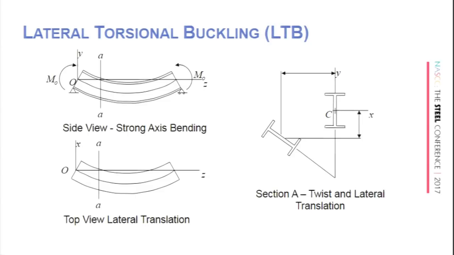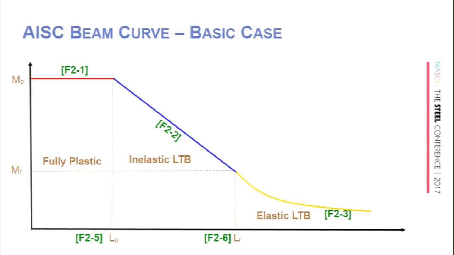If we're looking at our beam from the elevation view, it looks great. It looks like it's smiling at us. But if we look at the top view, we might start to see that top flange start to bend. Of course, the bottom flange not shown in that picture would be underneath it, and that would show the twist and the lateral translation that you see at section A. So that's what it is.